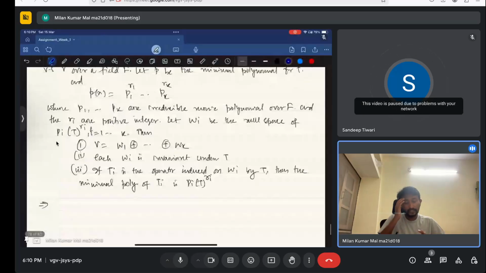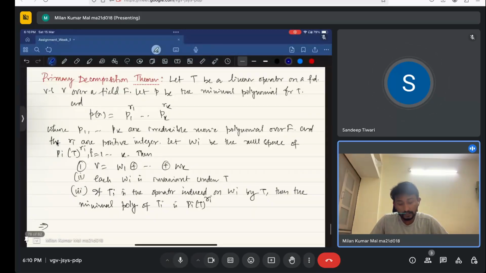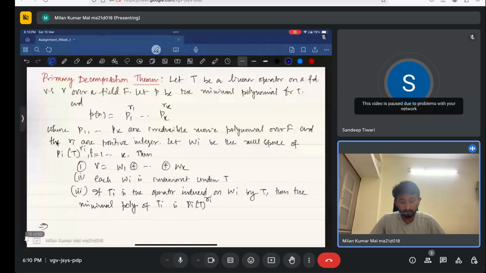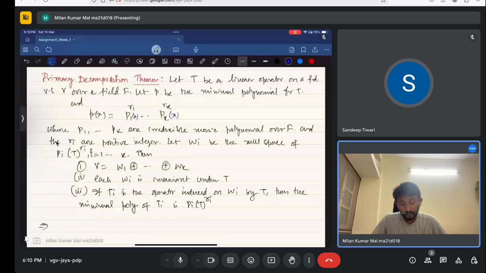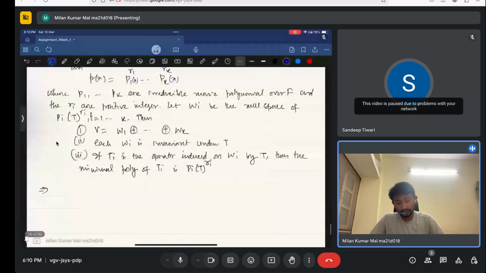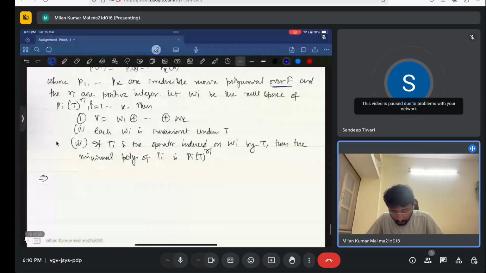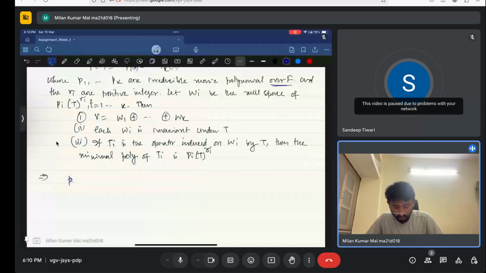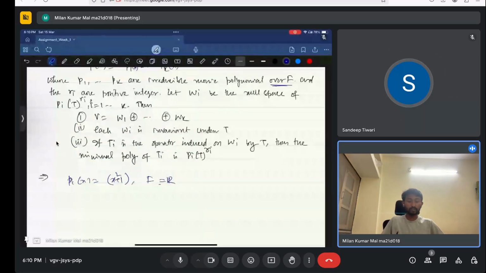T is a linear operator on a finite dimensional vector space, whose dimension is fixed as n, over a field F, and P is the minimal polynomial for T, and P(x) is P1 to the power r1 all the way up to Pk to the power rk, where P1 to Pk are irreducible monic polynomials over F. Here irreducible over F means that P1(x) can be like x plus 1, or x square plus 1 if the field F equals R. In that case, x square plus 1 is a polynomial which is irreducible over R, but reducible over the complex field C.